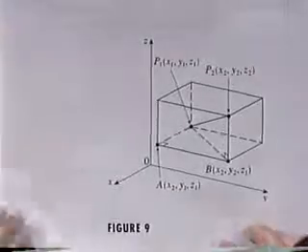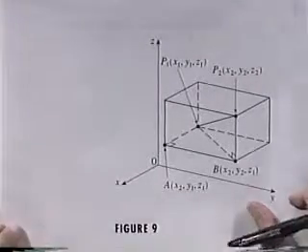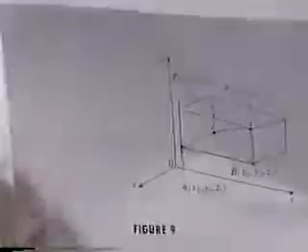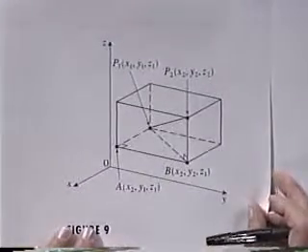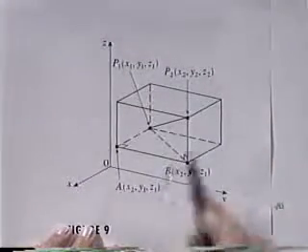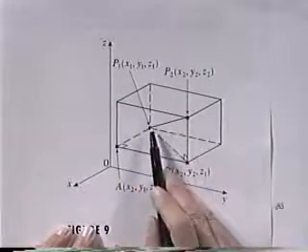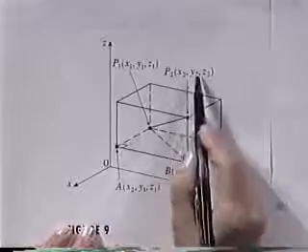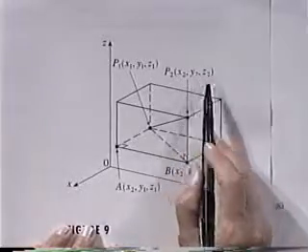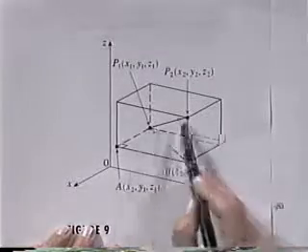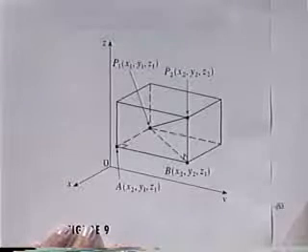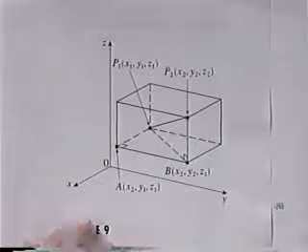So I have this picture that I just blew up. It's figure 9 in your textbook. Now notice, we want to find the distance between this point right here, P1, whose coordinates are x1, y1, z1, and this point right here, P2, whose coordinates are x2, y2, z2. We want to figure out this distance from here to here in red. All right, now notice, let's just do a few things here.